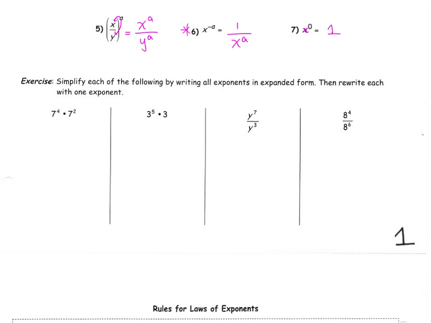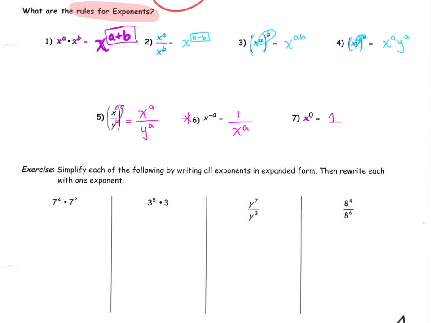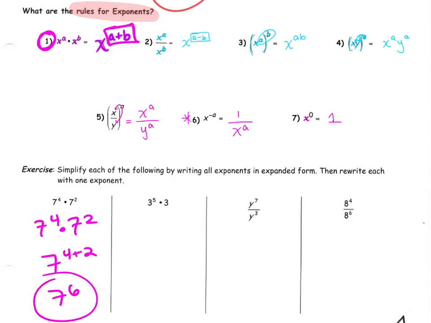Solve each of the following by writing all exponents in expanded form and then rewrite into one exponent. So let's see. 7 to the 4th times 7 squared. We have like bases being multiplied. So I'm looking over here at this rule. That means we add the exponents. So I'll have 7 to the 4 plus 2, which is 7 to the 6th.